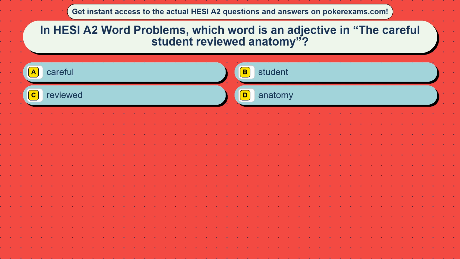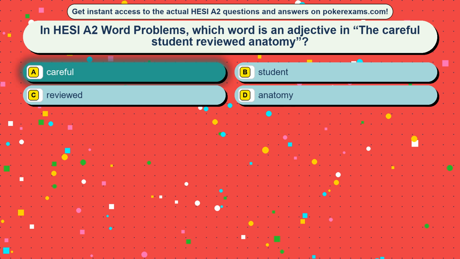In HESI A2 word problems, which word is an adjective in the careful student reviewed anatomy? Option A, careful. Option B, student. Option C, reviewed. Option D, the anatomy. The correct answer is option A, careful.